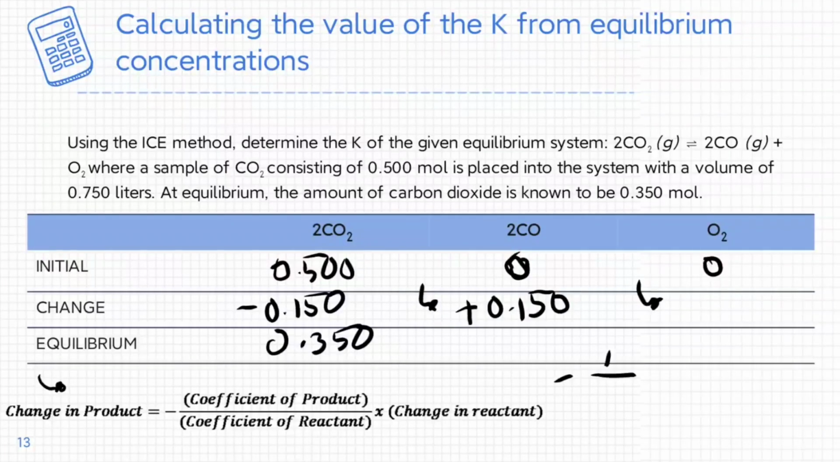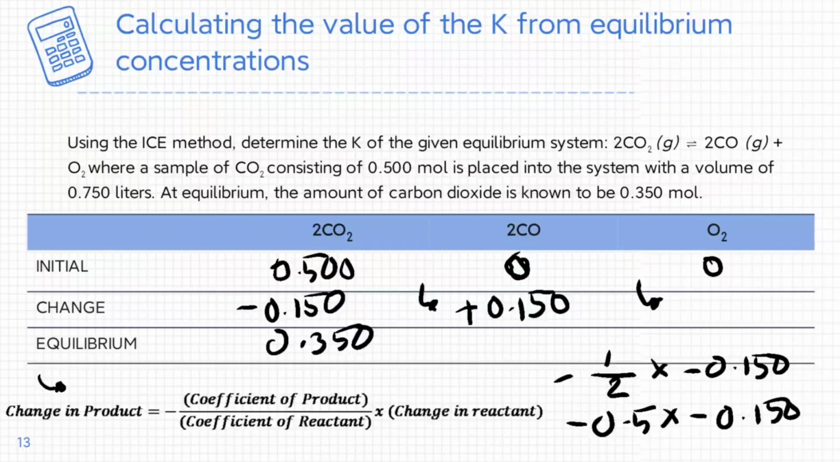So, wala. It is 1. Coefficient of your reactant, 2. Again, multiplied by negative 0.150. So, you have 0.5 negative multiplied by 0.150. So, what is your computed value here? Your value would be 0.075. Okay? From that point, meron ka ng change. Diba? Kompleto na yung change mo. You have a complete change for your ice table.